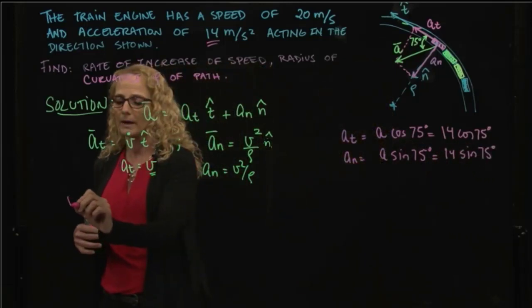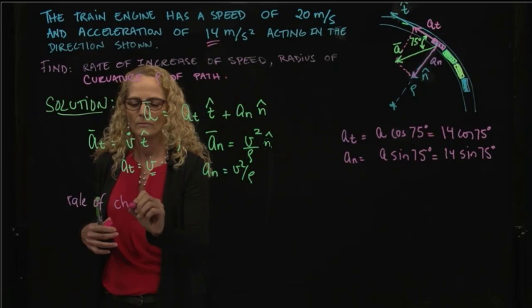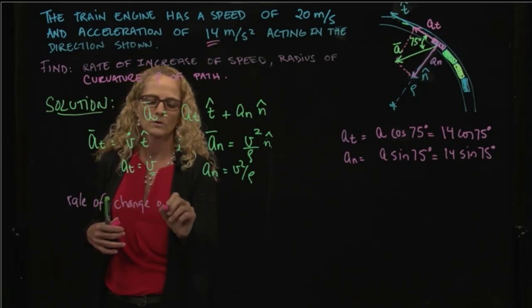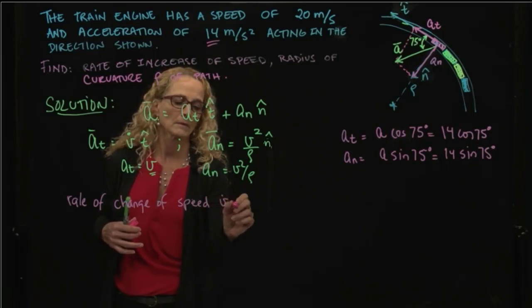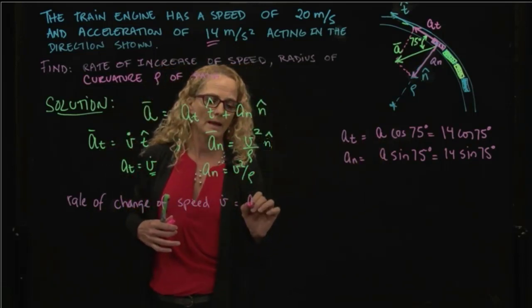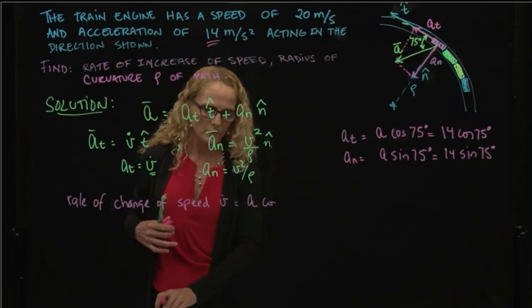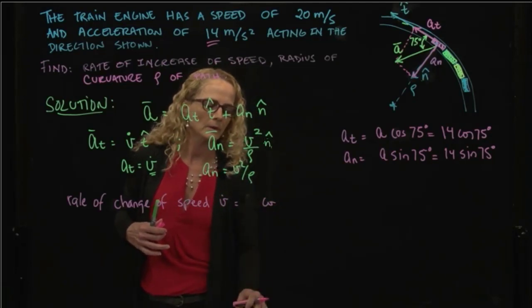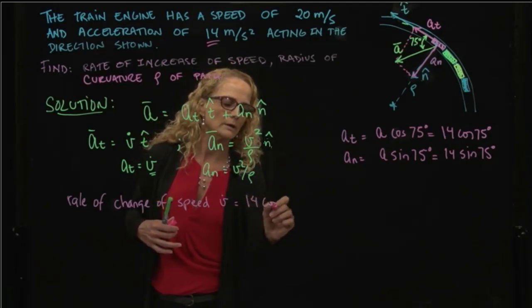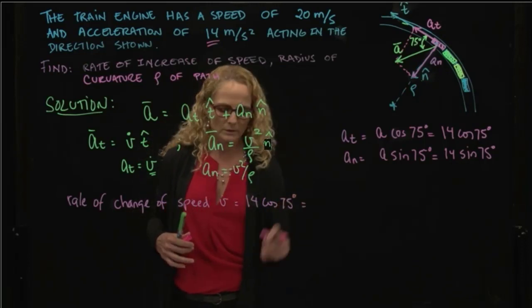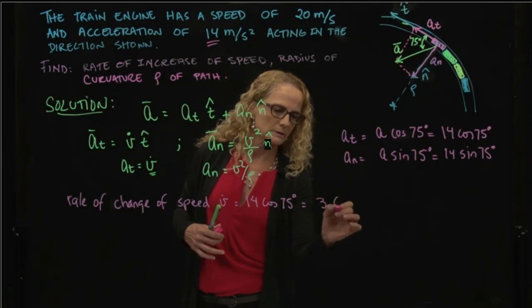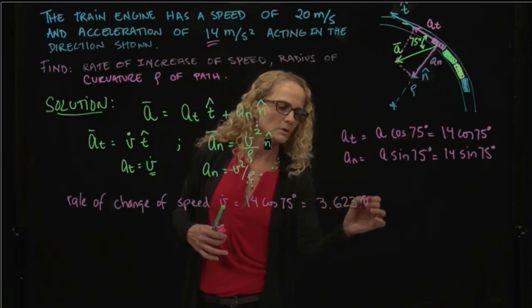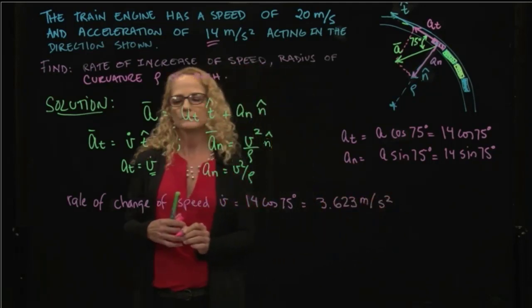We know that the rate of change of speed will be 14 cosine of 75. So get your calculators, and how much is that? 3.623 meters per second squared.